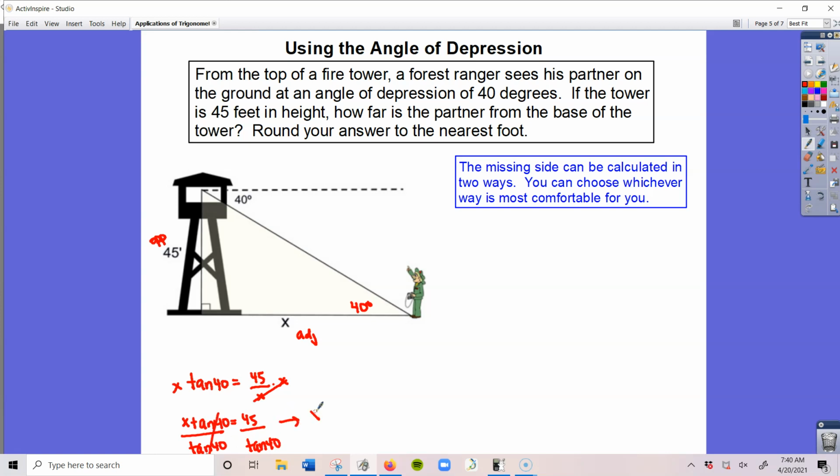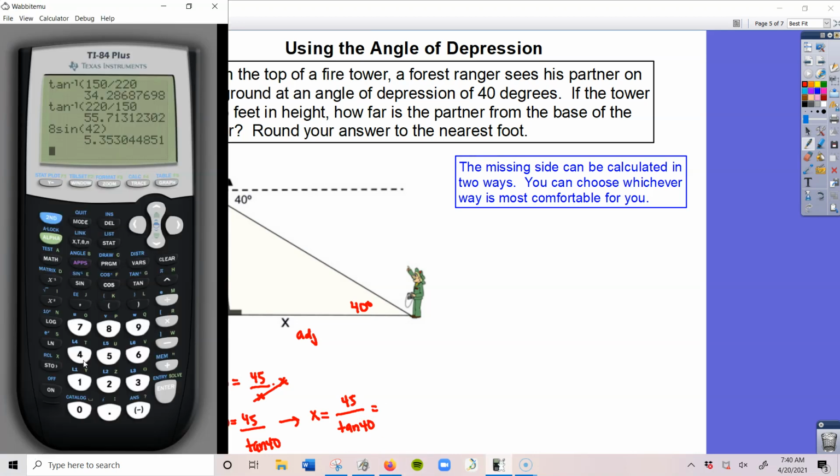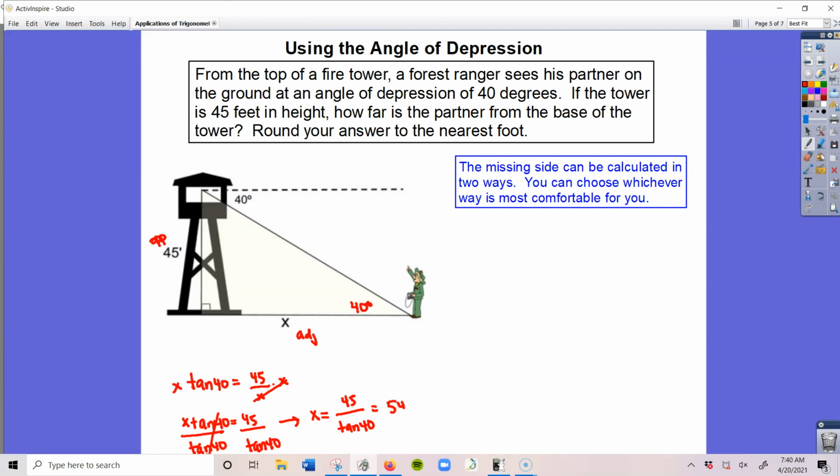So x is going to equal 45 divided by the tangent of 40. Now that I have that set up, I can go to my calculator and do 45 divided by tangent of 40. And I get 53.62. And it says here to round to the nearest foot, so this would be about 54 feet.